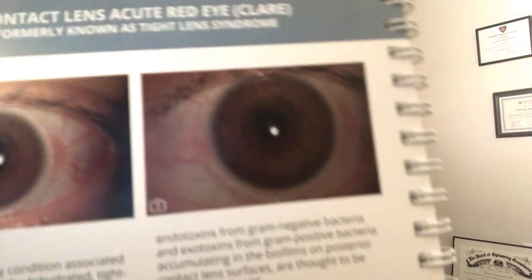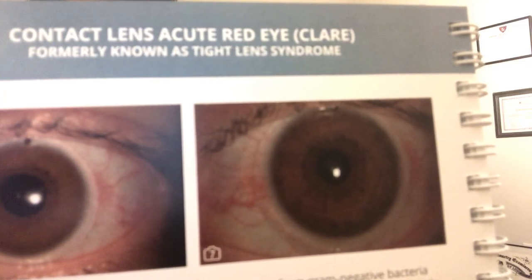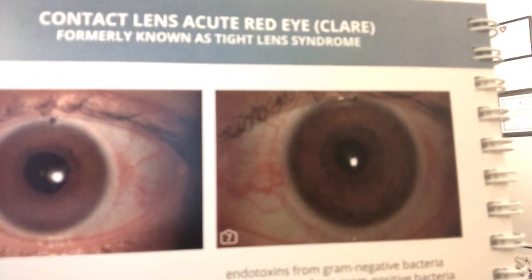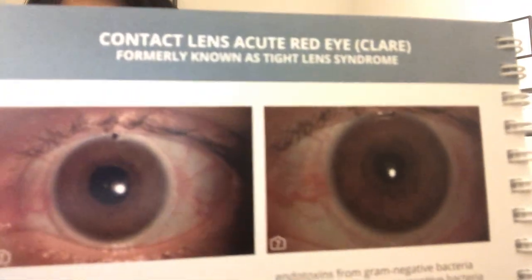So those are the two conditions that we talked about. And then there was another one. I'm looking through the book just to see if there's something that would be interesting for you guys, or something that I do see in my clinics. This one is a nice one also. You can see the eyes look pretty red. It's contact lens acute red eye, which is also known as CLAIR. So again, contact lens acute red eye, as you can see, it looks pretty red.